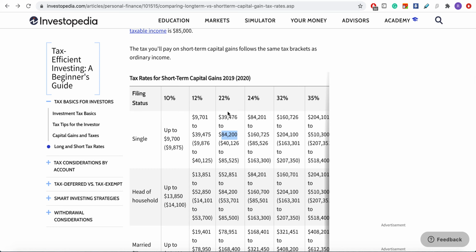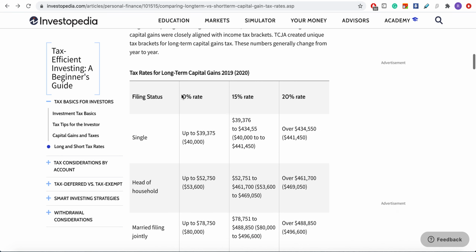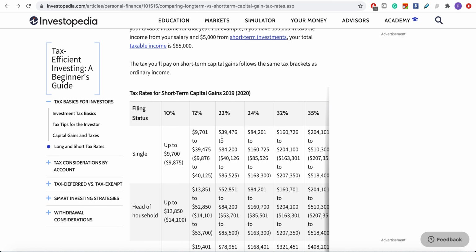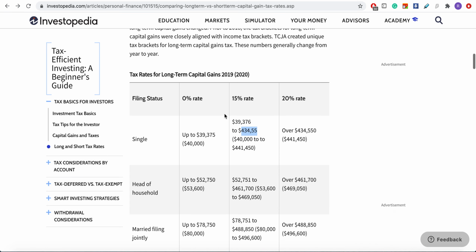So there are two kinds: long term and short term, right? Short term is basically taxed pretty much like a tax bracket. It's 10, 12, 22, 24, 32, and 35 depending upon where you fall. Long term is pretty straightforward and it's a better rate, because you don't pay anything for the first 39, but you pay 15% up to 434, right? So you don't pay here. You pay up to even 39 to 84, you pay 22%. So that's the difference there.